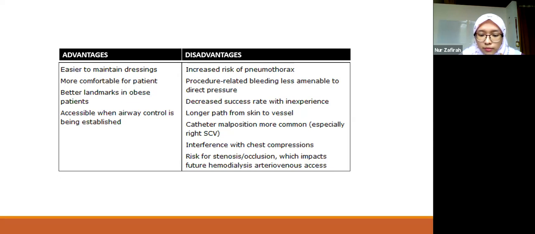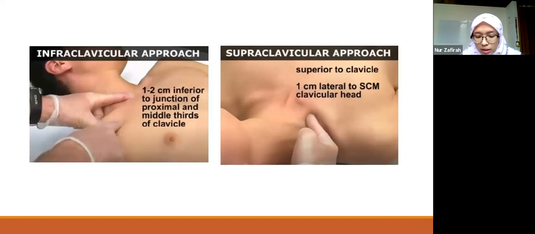Let me recall the anatomy of the subclavian vein. The subclavian vein is located posterior to the medial portion of the clavicle. You can see this is the clavicle, the medial part, so it is located posteriorly. The subclavian artery is located posterior to the vein. So behind the subclavian vein is the subclavian artery. So the risk of artery injury is also high in this approach.